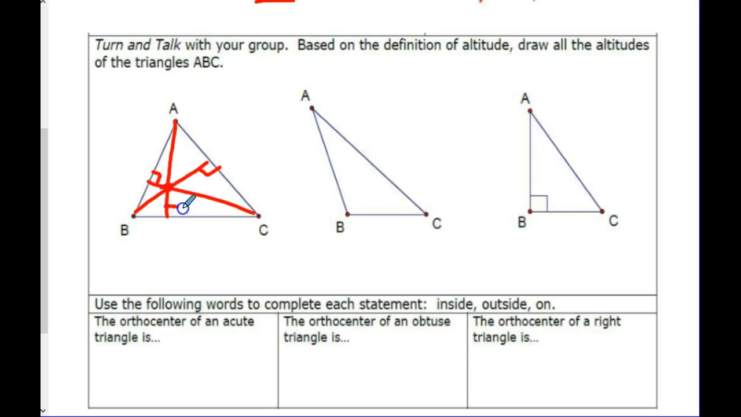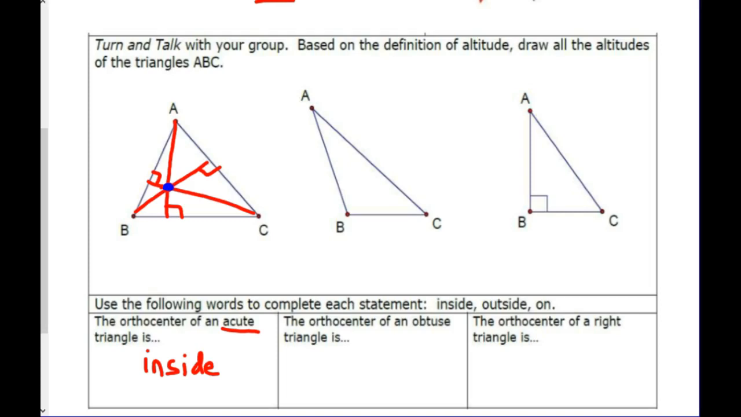Now, does everyone see that this orthocenter is inside the triangle? So again, what kind of triangle is this if all the angles are less than 90? Acute. And the orthocenter is inside the triangle, right there. I'm going to show you right now.